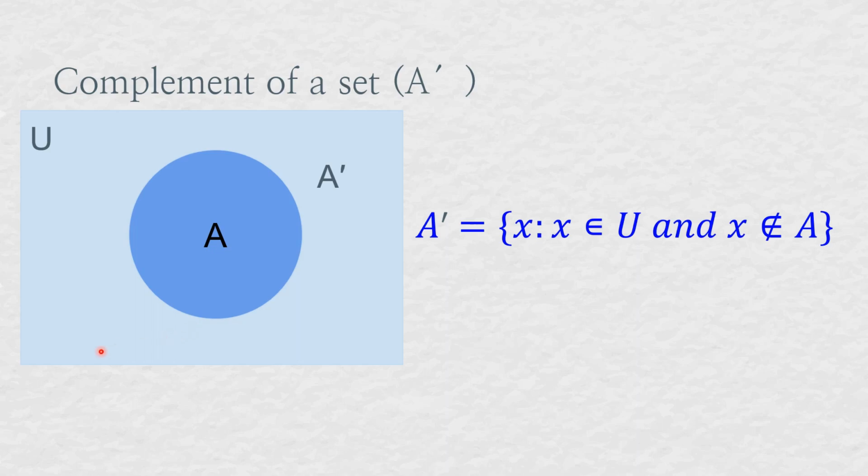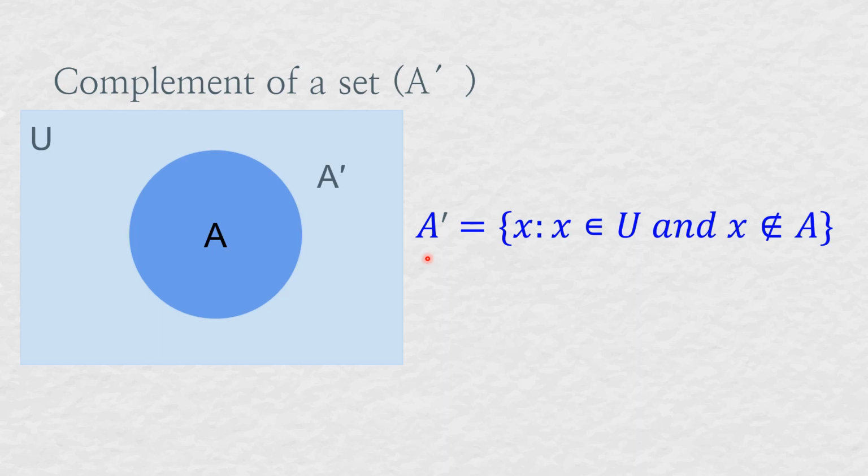The complement of set A will give a set having all the elements inside the universal set that are not in the set A. So all the elements outside the set A within the universal set is the complement of set A. Mathematically, the complement of set A is written like this. The complement of set A gives all the elements X such that X is in the universal set and X is not in the set A.